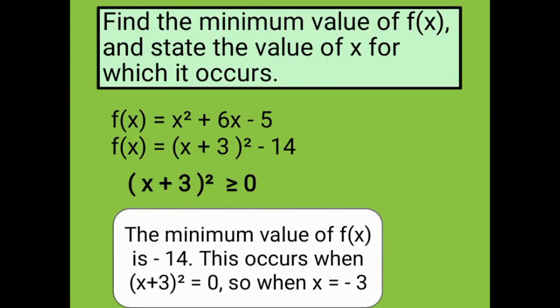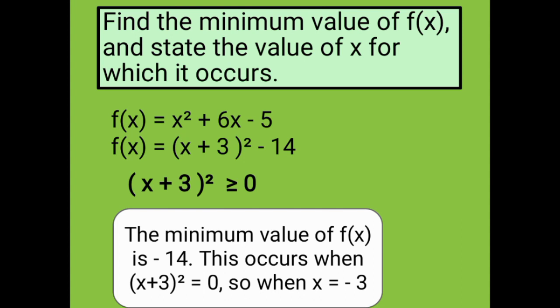f(x) equals x to the power 2 plus 6x minus 5 is a quadratic graph. So I'll be covering quadratic graphs later on, but for now let's forget about it. Sometimes you're going to have to find the minimum value of f(x) and the value of x for which that minimum value occurs. Now remember, a square value must be greater than or equal to 0.